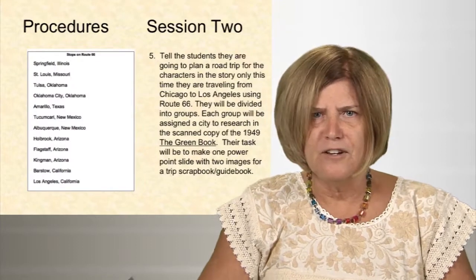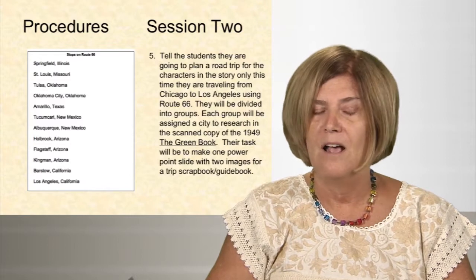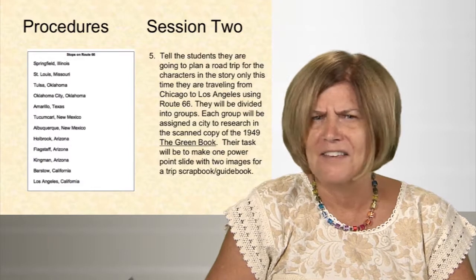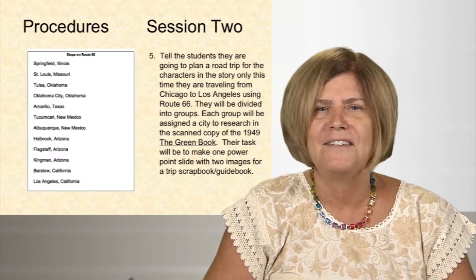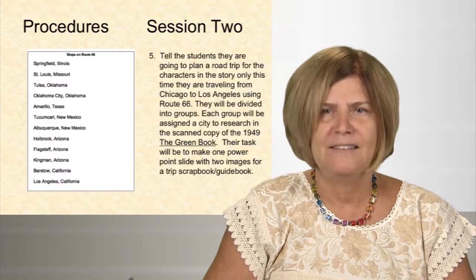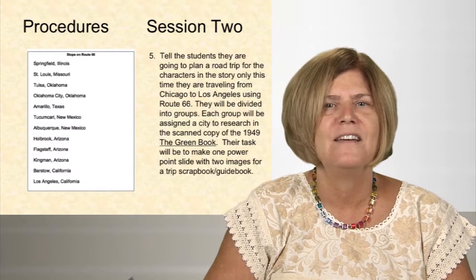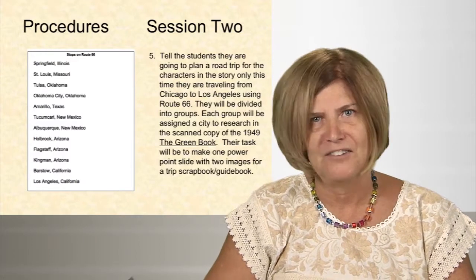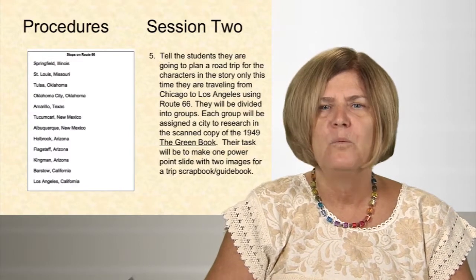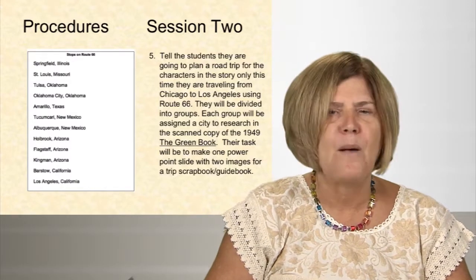Session 2, what you're going to do is you're going to tell the students that they're going to plan a road trip for the characters in the story. Only this time, they're traveling from Chicago to Los Angeles using Route 66. They will be divided into groups. Each group will be assigned a city to research in a scanned copy of the 1949 The Green Book, which you can find and access on the internet. Their task will be to make one PowerPoint slide with 2 images for a trip, and then having a scrapbook and guidebook.